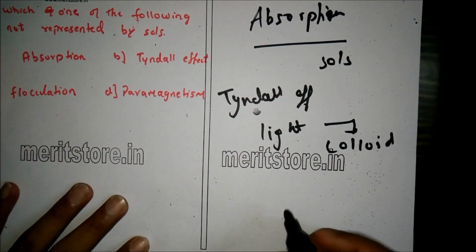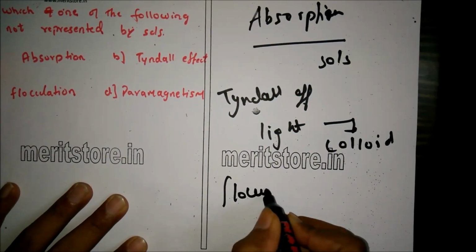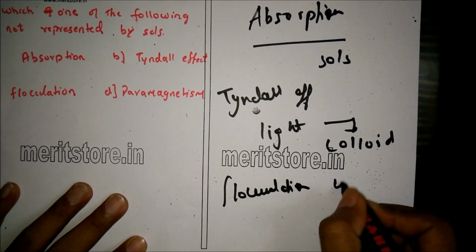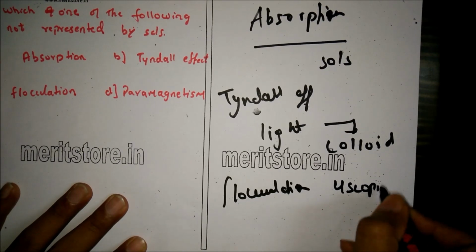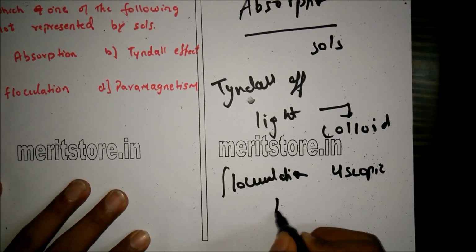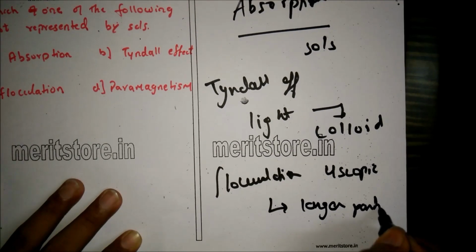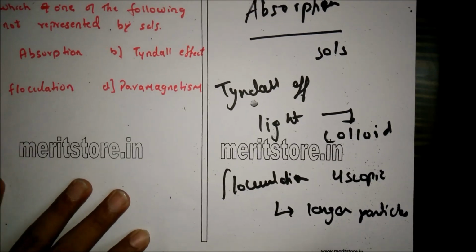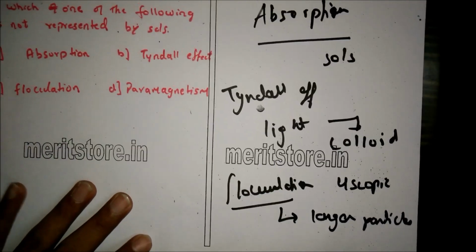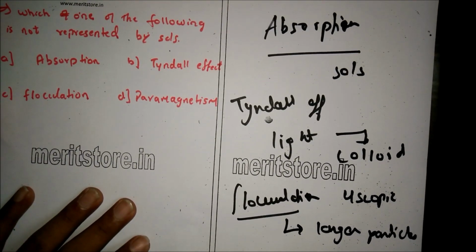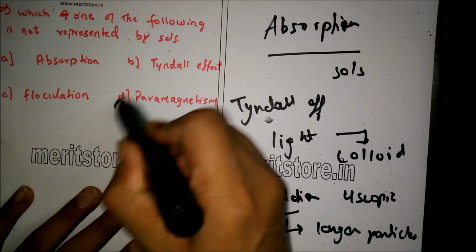Now, what is flocculation? Flocculation is where microscopic particles bind together to form larger particles in liquids. Therefore, this is also related to solutions. However, pragmatism is not even related to solutions. Therefore, the correct answer here is option D.